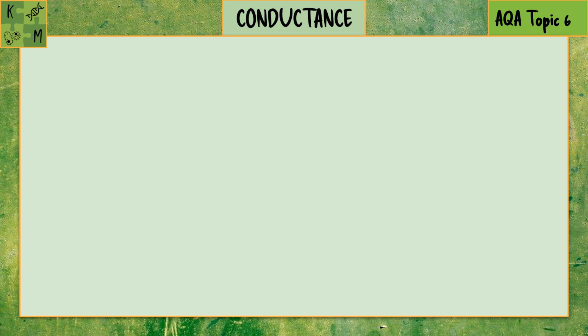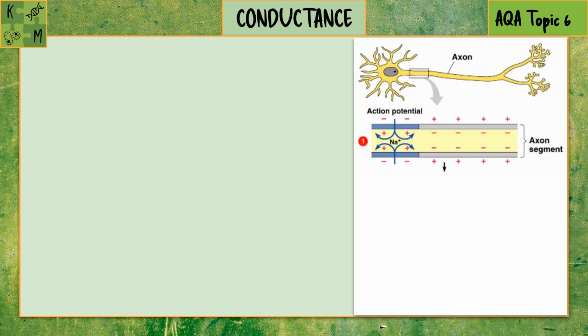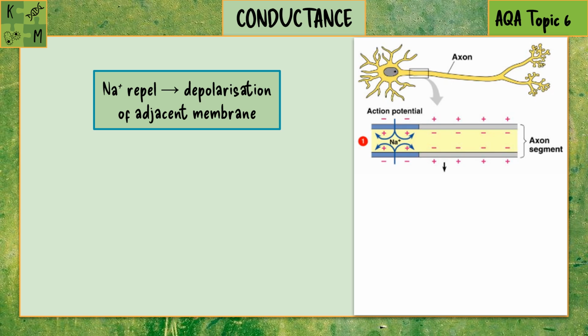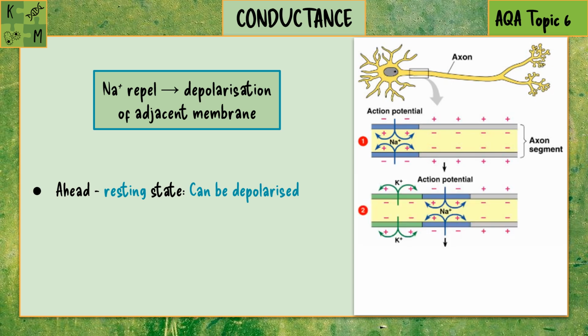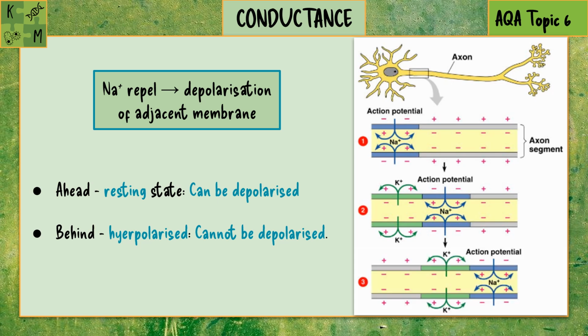In our earlier videos, we've seen how positively charged sodium ions diffuse into the axon during depolarization. These charged ions repel one another inside the axon, causing adjacent parts of the membrane to also become depolarized, and so the action potential is propagated. The membrane behind the action potential is still hyperpolarized in the refractory period, and so cannot be depolarized. This is how action potentials are conducted in one direction only.